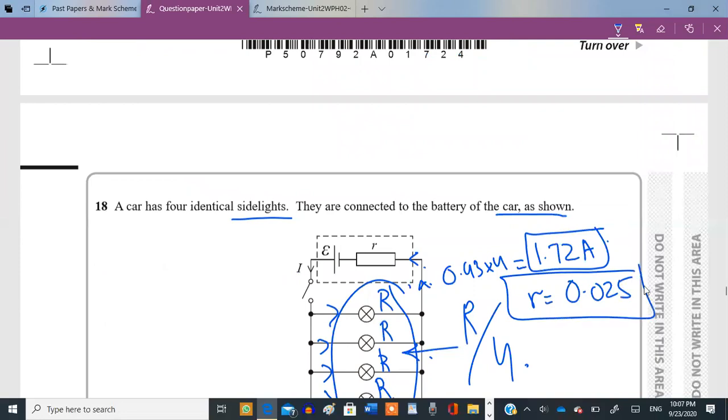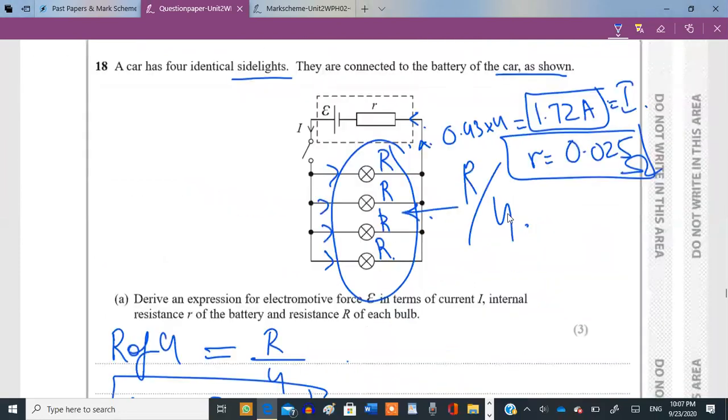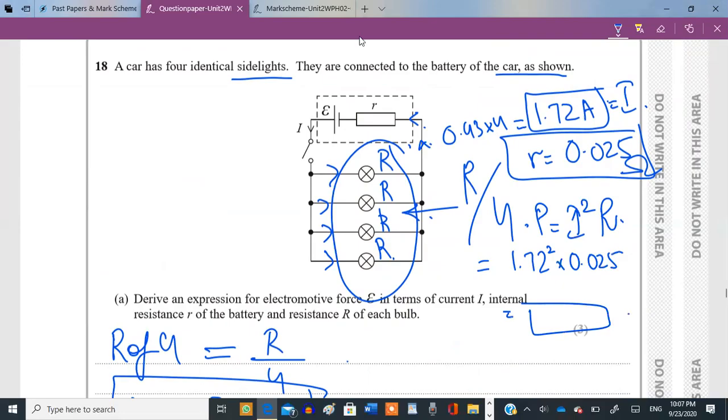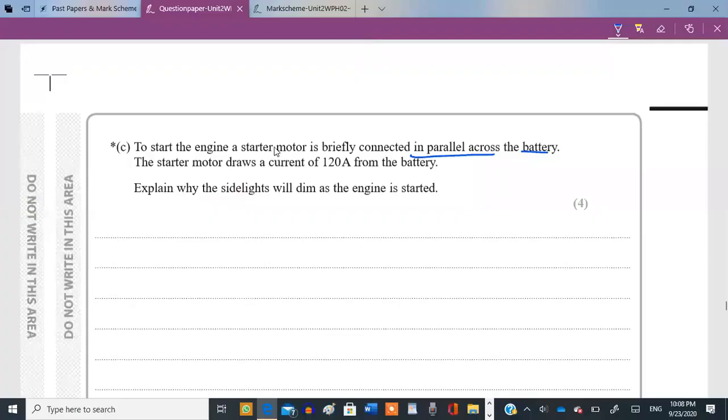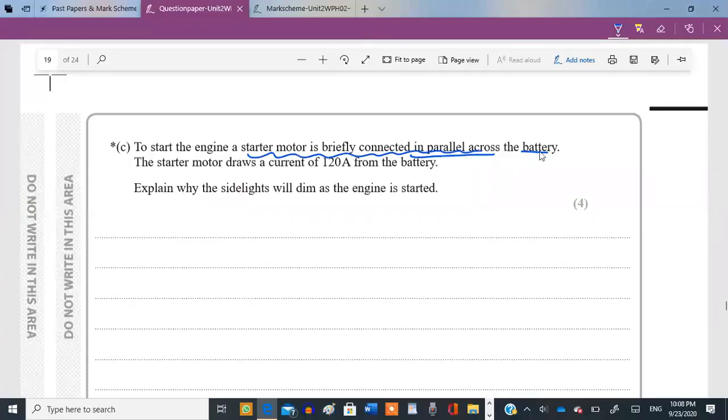Now you have the resistance, you have the current. Can you calculate the power? Which formula should I use if I have these two values? I squared R, right? It's going to be 1.72 squared multiplied by 0.025. And the answer to this is going to be your final answer. Is this clear?